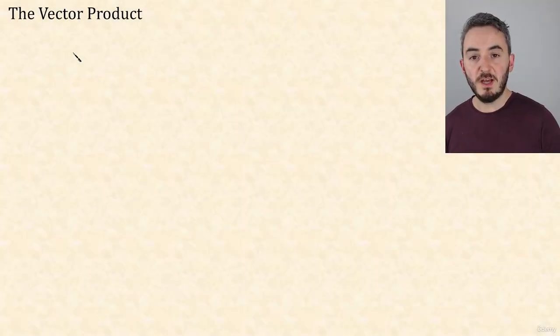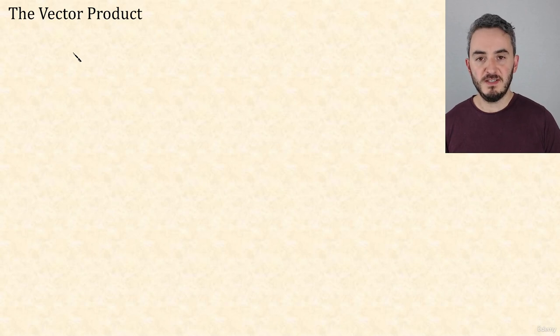In this chapter, we're going to be learning about vectors. Now, you already know some things about vectors, which you learned in single maths, but now we're going to push that on to the next level. And so what we're going to do is start with a new type of product. You already know the dot product, hopefully. We're going to learn about the vector product.